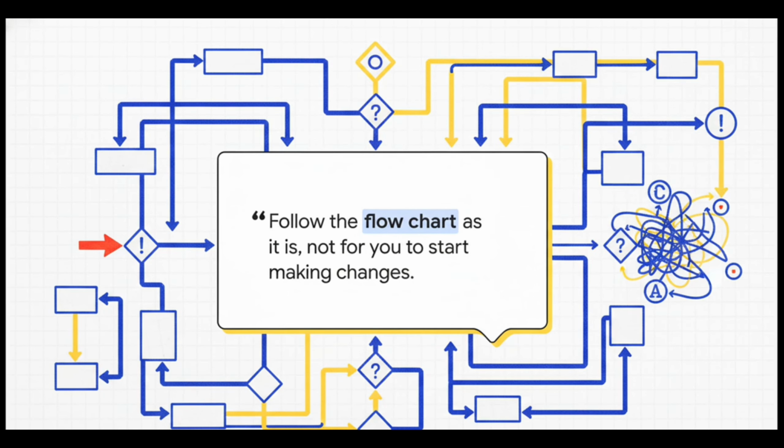Now, what happens if your manual trace gives you totally the wrong output? Well, our sources really hit the nail on the head with this quote. The purpose of the flowchart is for you to follow the flowchart as it is, not for you to start making changes. If your trace yields nonsense, it means you've successfully exposed a logic error in your own blueprint. You can't just guess what the output should be. You have to track exactly what your diagram tells you it is.